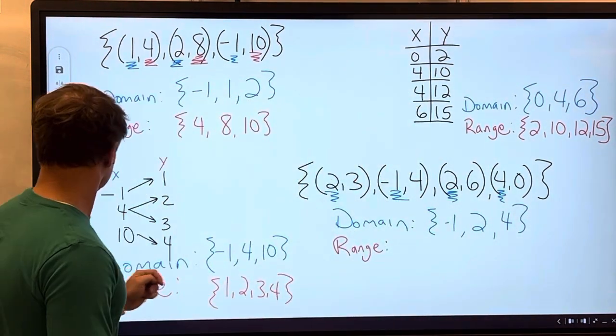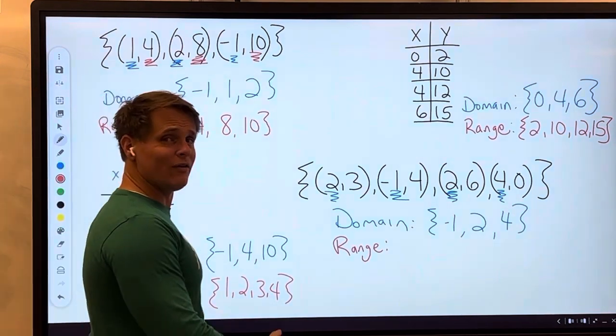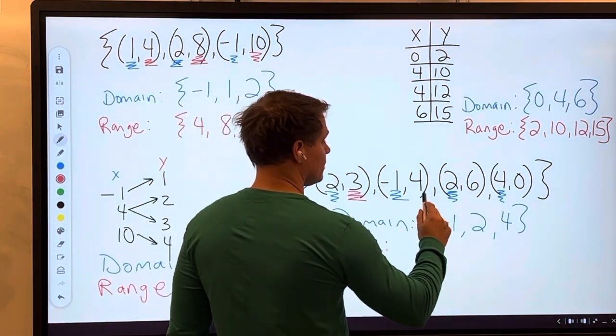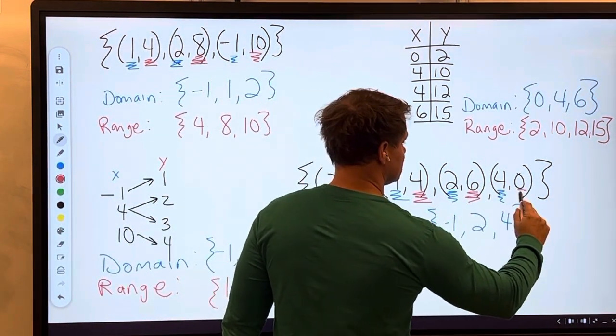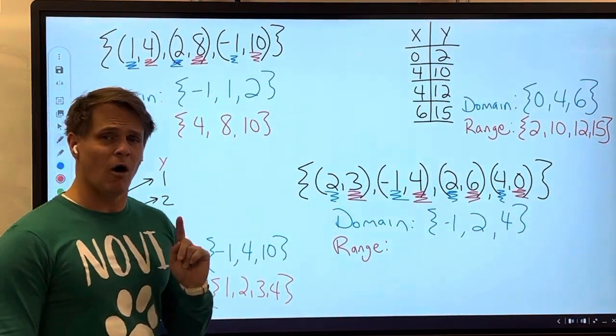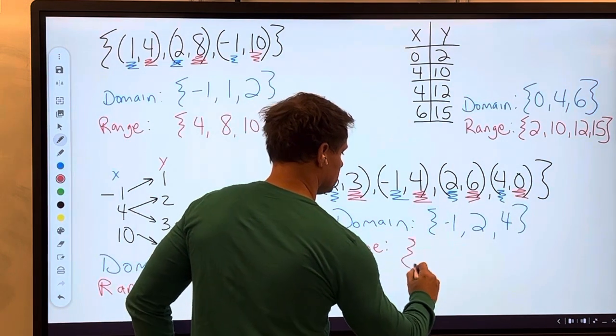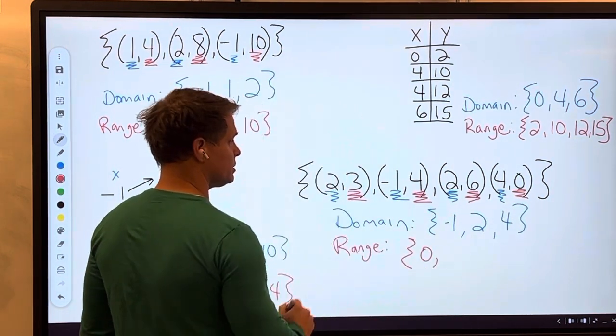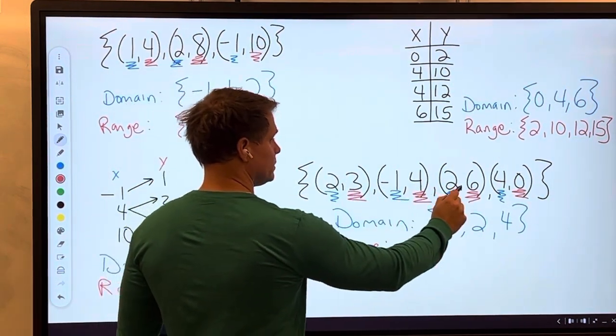Now the range are the y values. 3, 4, 6, and 0. Those are 4 different numbers. The smallest number is 0. So I'm going to write the 0 first, and then 3, 4, and 6.